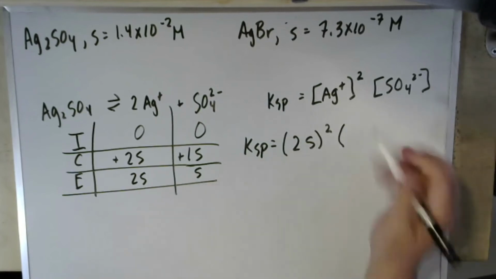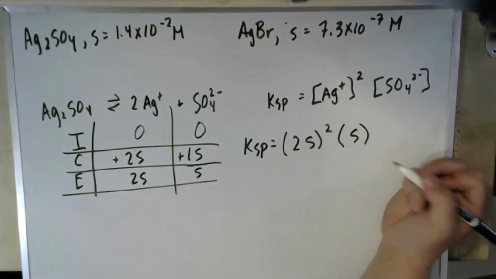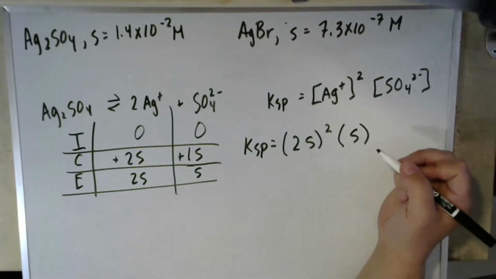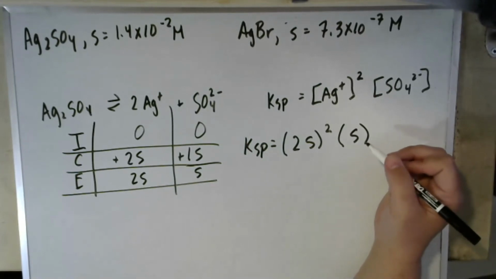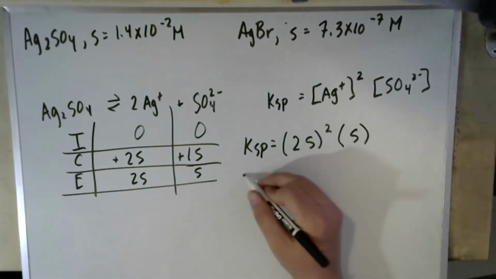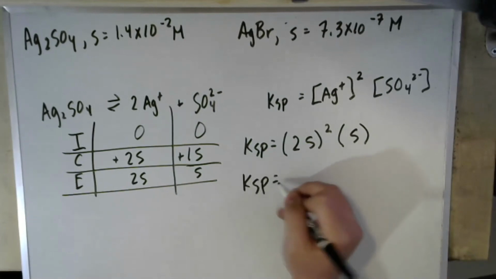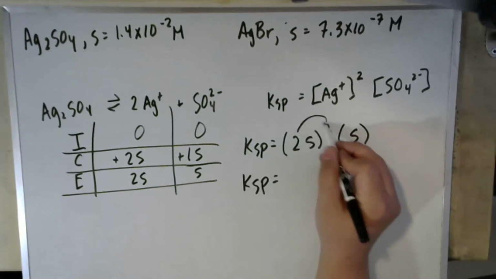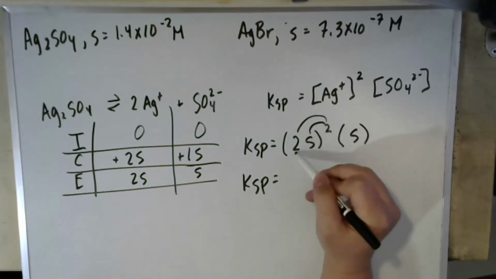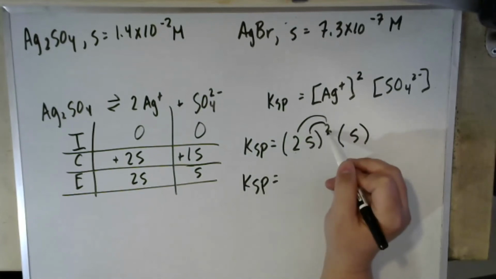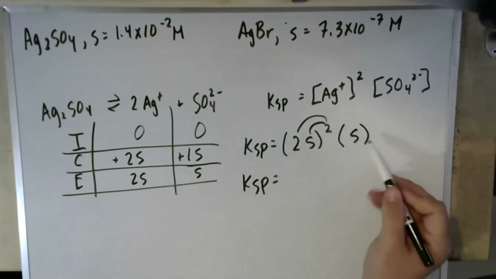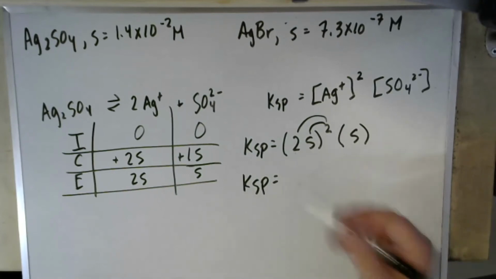And s for the sulfate. Okay. So yes, I know that I just said that it wouldn't always be 4s cubed, and here it is, it's 4s cubed again, but it just happened. So remember, when you're squaring this, it's going to be 2 times 2, which is 4, and s times s, which is s squared. Then we're multiplying it by s, which is s cubed.